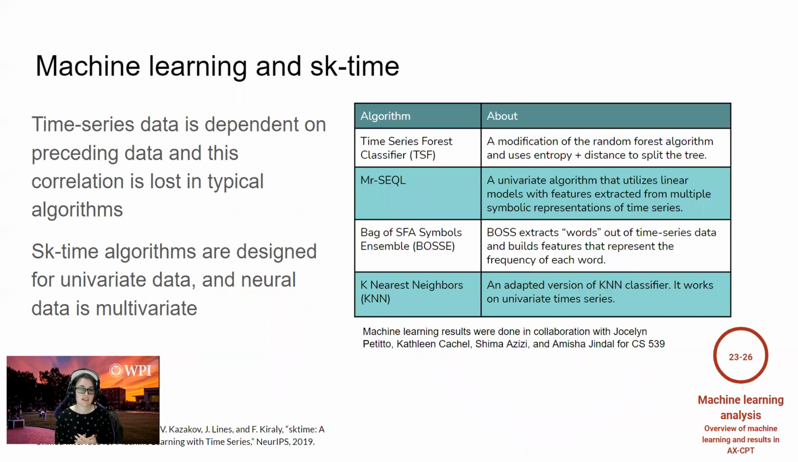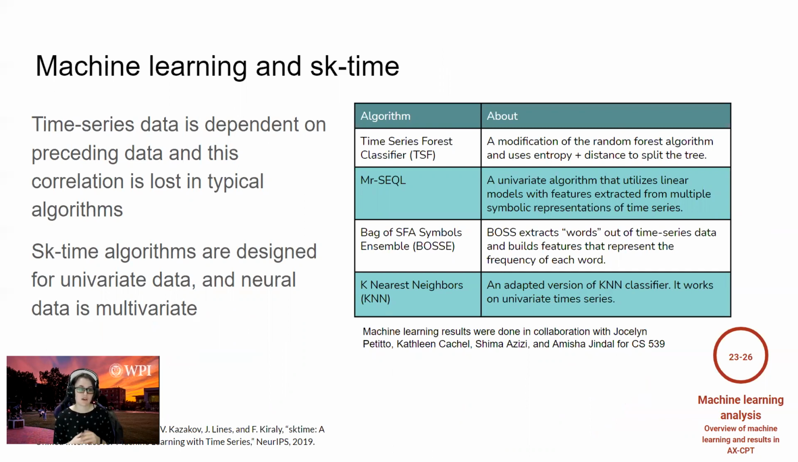So machine learning and sktime in general, what are these things? Time series data is dependent on the preceding data points, and this correlation is lost in a typical algorithm. If you use k nearest neighbors, how it's designed out of the box, it would lose the correlation between the time points, which means you lose pretty much every aspect of the time series data. You're just looking at kind of random changes in oxygen, if you will.